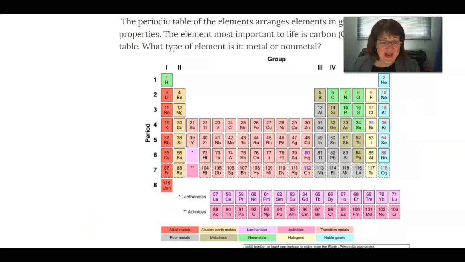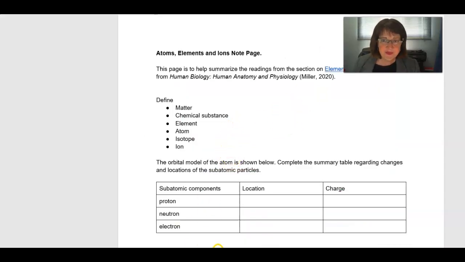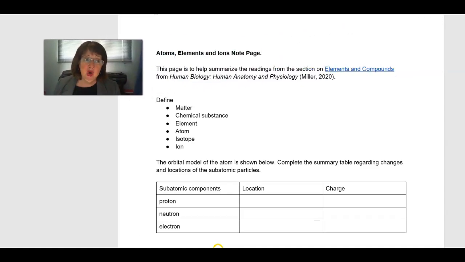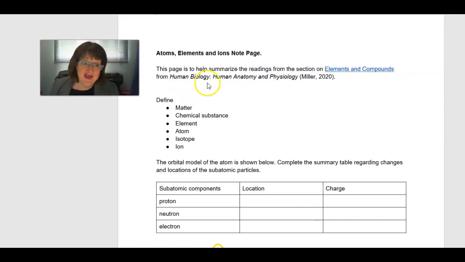Okay, let's have a bit of a peek at our note sheet to see what we've covered. And you can fill it in on your own or stop this video if you have to. We've talked about matter, which is anything that takes up space and has mass. A chemical substance is something that has a unique chemical property. An element is only one type of atom. An atom is the smallest unit of chemistry, made of protons, neutrons, and electrons.